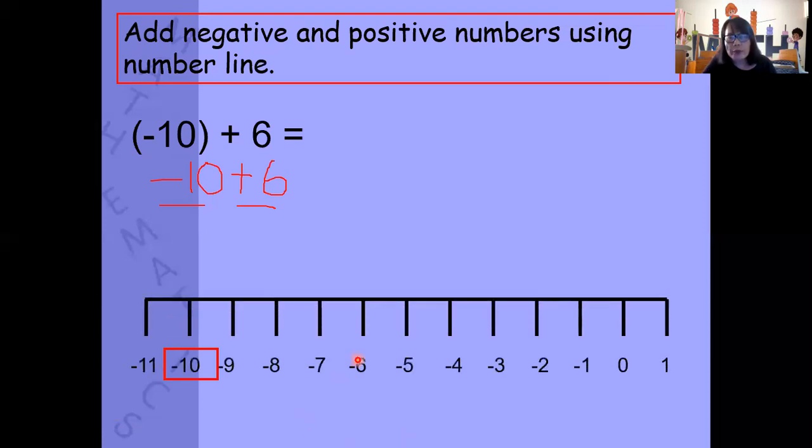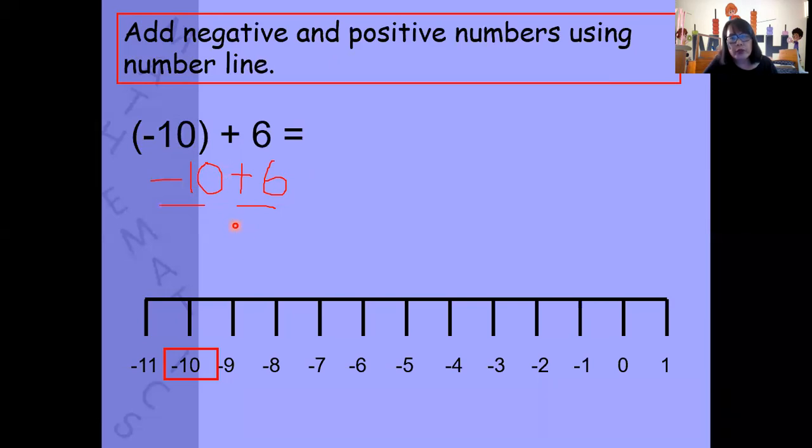Now here is my number line. I circled negative 10, or I put a square on negative 10, to mark my starter number. And look at the second number. Is it negative or positive? Yes, it's positive. Where are the positive numbers on the number line? Is it to the left of 0 or to the right of 0?